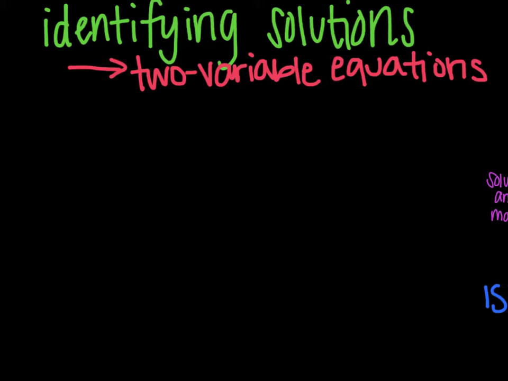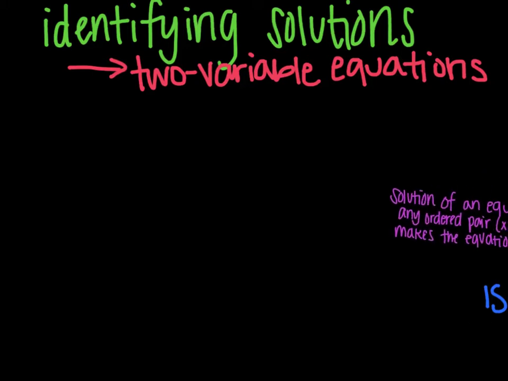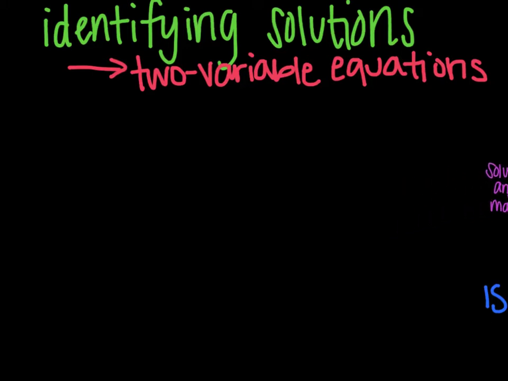Identifying solutions is the first thing we need to talk about. This is when you have two variables in an equation. For example, y equals 3x. You have a y and you have an x in your equation. But in order to identify solutions, we have to know what the definition of a solution is.